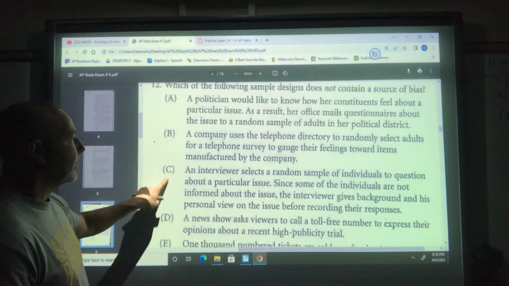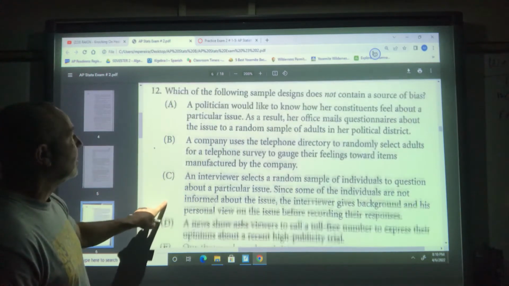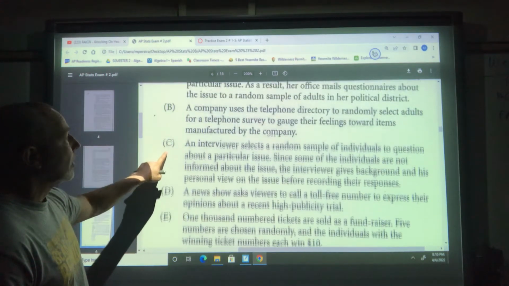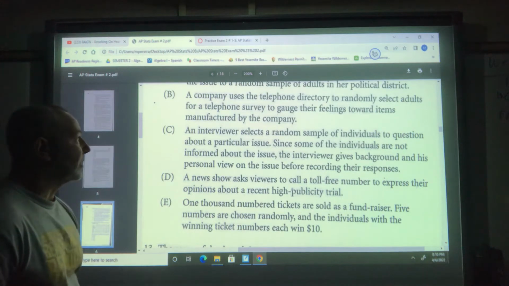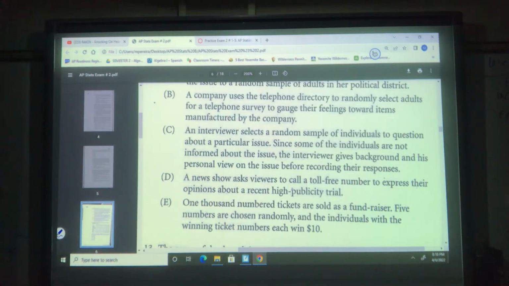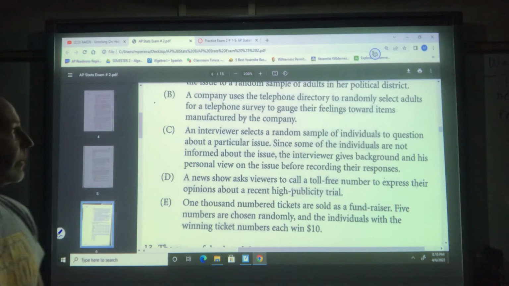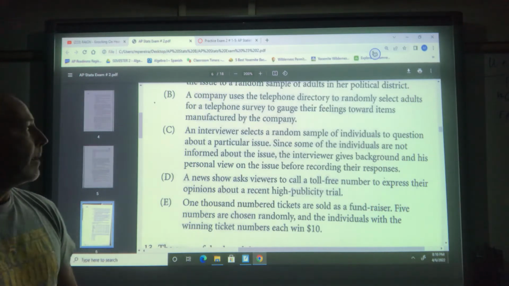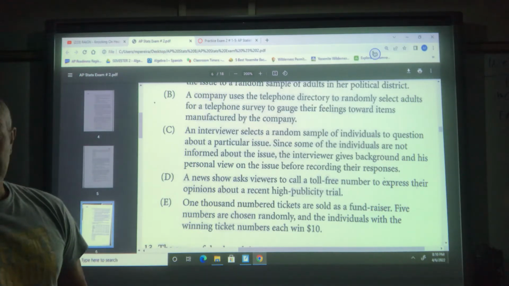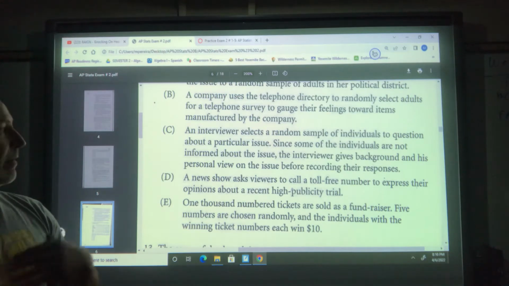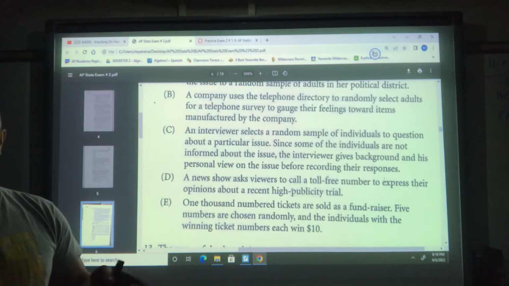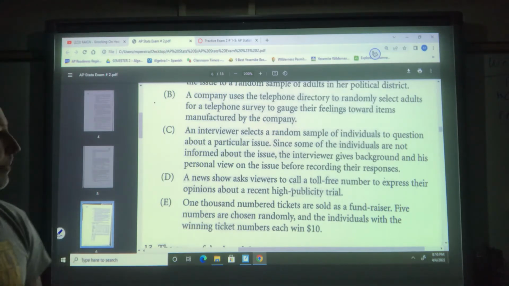Okay, a company uses a telephone directory to randomly select adults for a telephone survey to gauge their feelings toward items manufactured by the company. Well, a telephone directory is fine, except it doesn't represent everybody. That study would suffer from undercoverage. Homeless people, teachers, I'm not in there, police, fire, all those groups are underrepresented, so that would have undercoverage as a bias there.